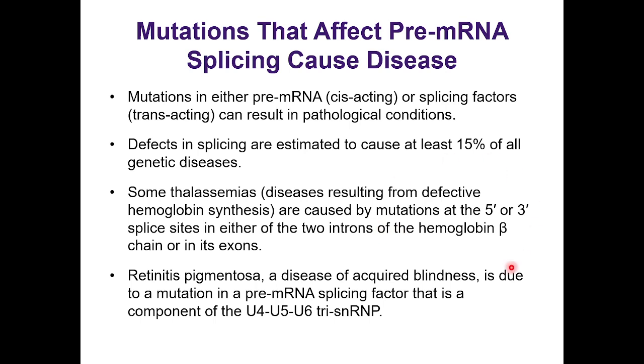So some thalassemias, these are diseases that result from defective hemoglobin synthesis, either caused by mutations at the 5' or 3' splice sites in either of the 2 introns of the hemoglobin beta chain or in its exons.